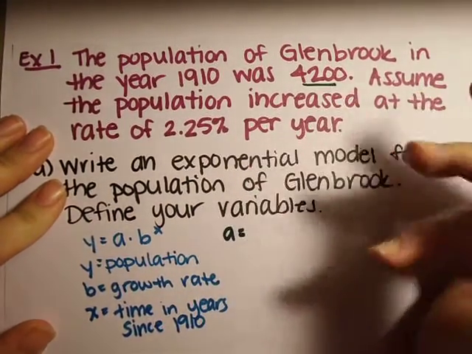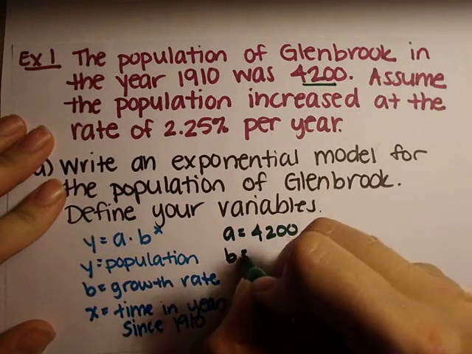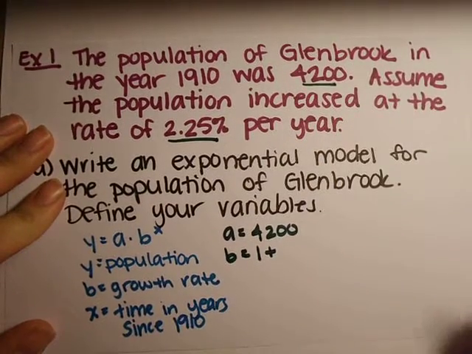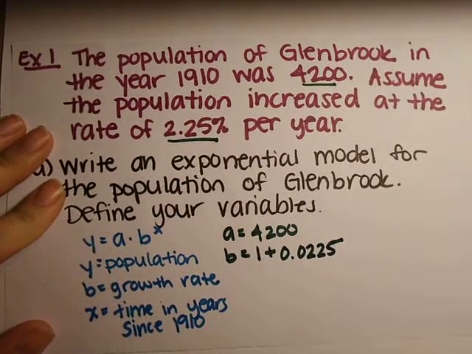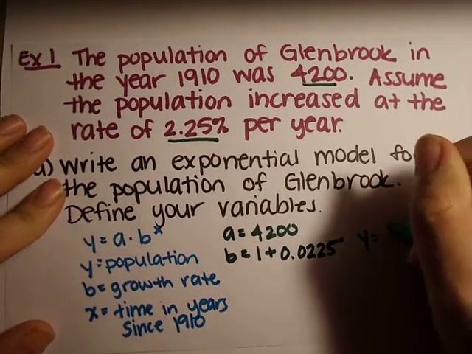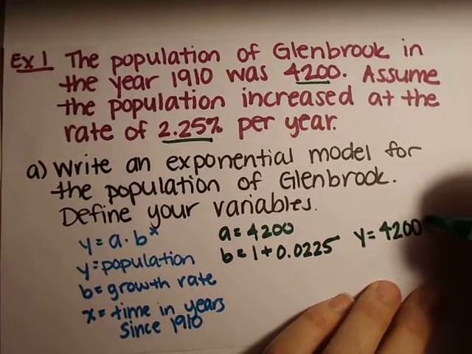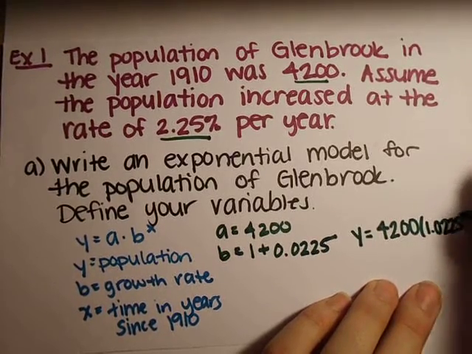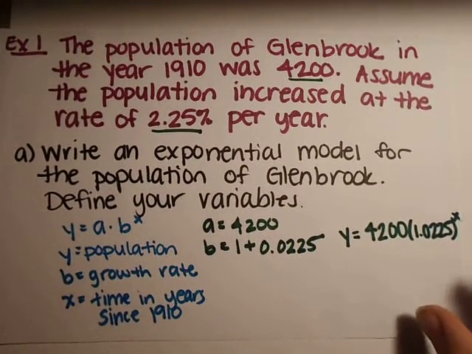Our initial value is 4,200. b is our growth rate, so we're going to do 1 plus our percent increase, which was 2.25%, so as a decimal, 0.0225. Then we can put this into our equation as y equals our initial value, 4,200, times our percent rate as a decimal, 1.0225 to the x power. This is an equation we'll use to answer the next couple of questions.